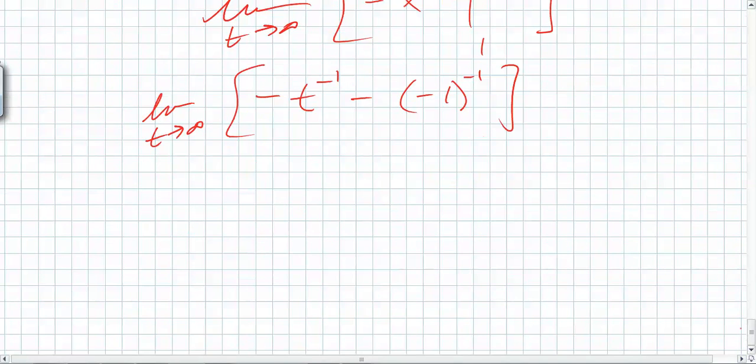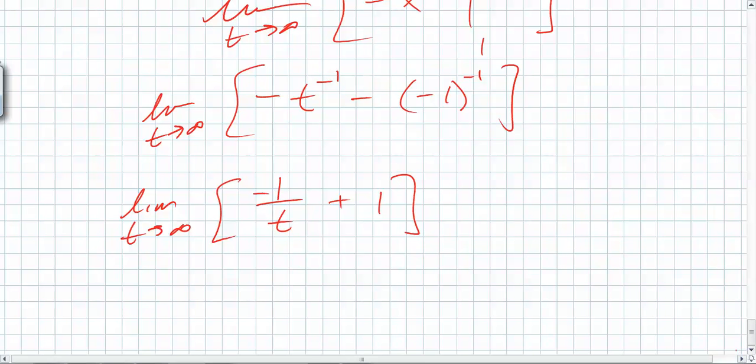So now let's look at it and see what happens. Now we have the limit as t goes to infinity of negative 1 over t, and then, is it plus 1 or minus 1? Be careful. We have minus negative 1 to the negative 1, so that's minus 1 over negative 1. So it's going to be plus.